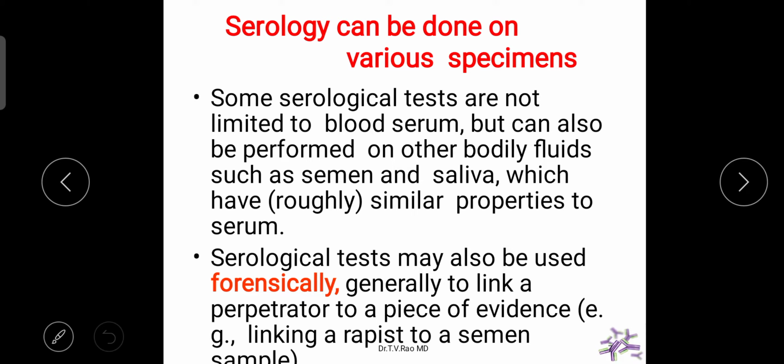Serological tests may also be used forensically, generally to link a perpetrator to a piece of evidence, like linking a rapist to semen. This test is also used in the forensic department, in cases of rape, to find the rapist. They go for the serological test with the collection of semen from the victim's body.